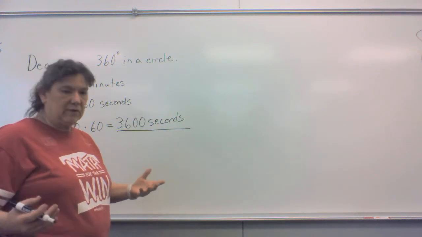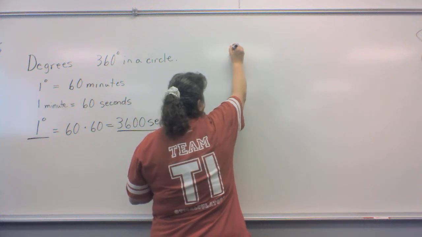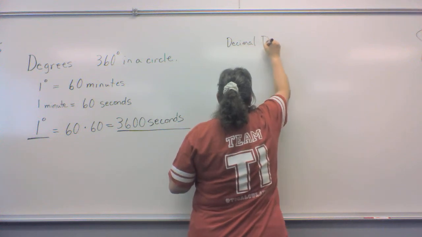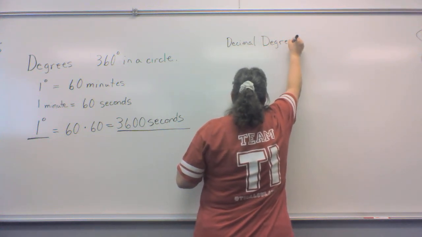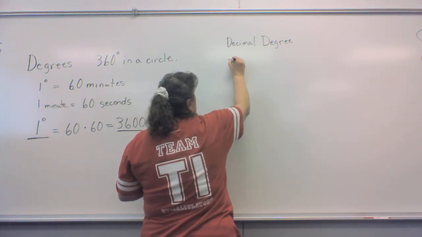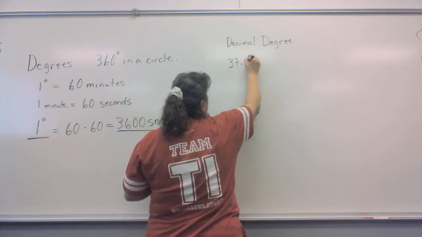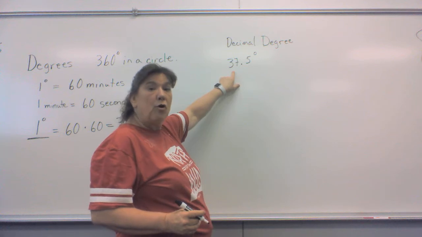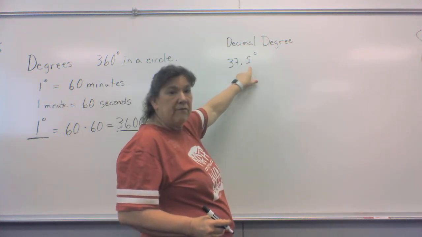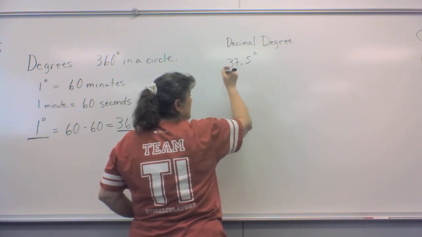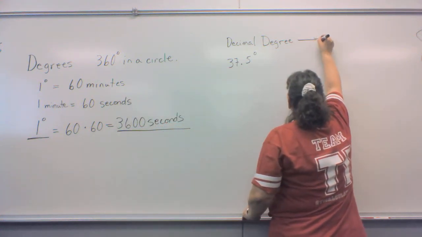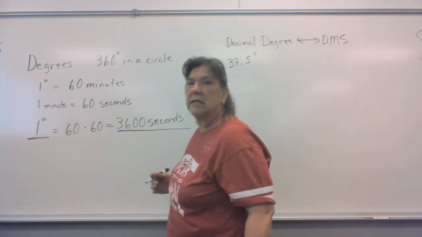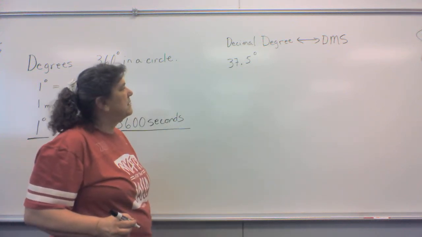Okay, so let's look at one of these. Let's start first with decimal degrees. Let's say we have 37.5 degrees. So we have 37 whole degrees and half of a degree. When we go to minutes and seconds, we're going to translate this to DMS, which stands for degrees, minutes, seconds.